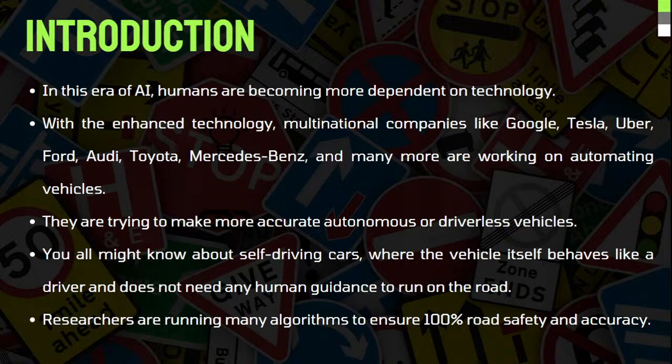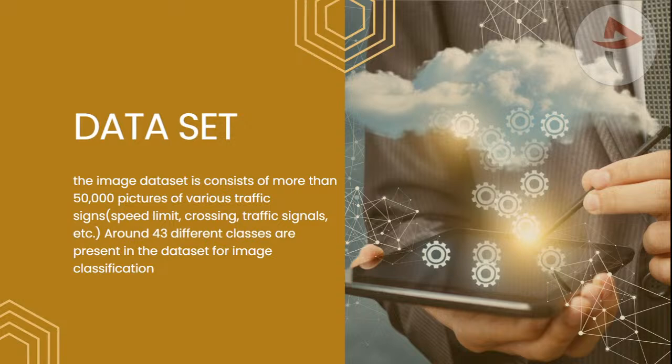So in this era of AI, humans are becoming more dependent on technology. With enhanced technologies, MNC companies like Google, Tesla, Uber, Ford, Audi, Toyota, Mercedes-Benz and more are working on automating vehicles, right? They are trying to make more accurate autonomous or driverless vehicles, and you all might know about self-driving cars, where the vehicle itself behaves like a driver and doesn't need any human guidance, right? The research is currently going on to make an algorithm that ensures 100% road safety and accuracy as well, okay? For achieving this, we have a certain dataset.